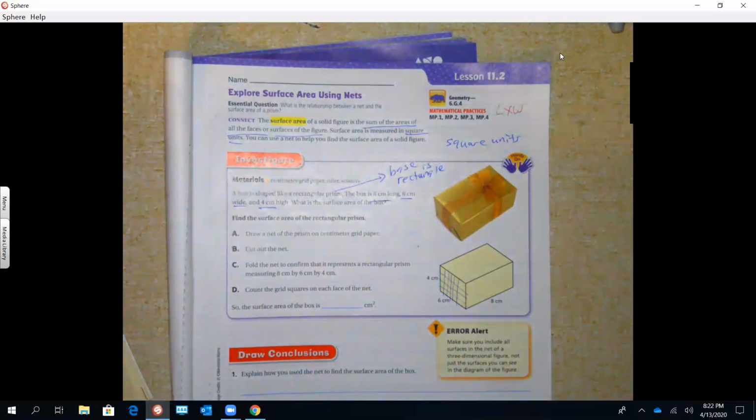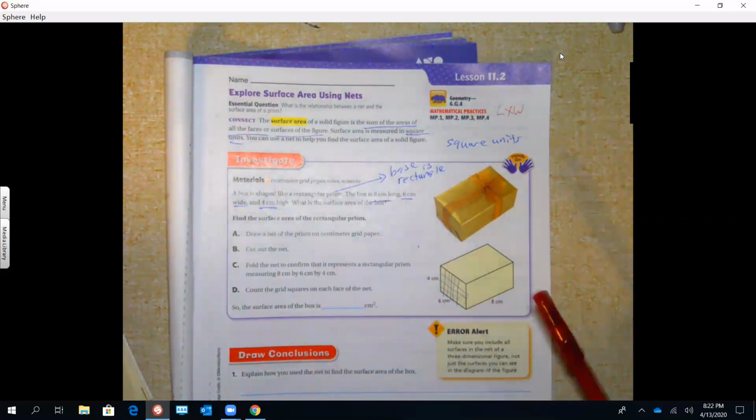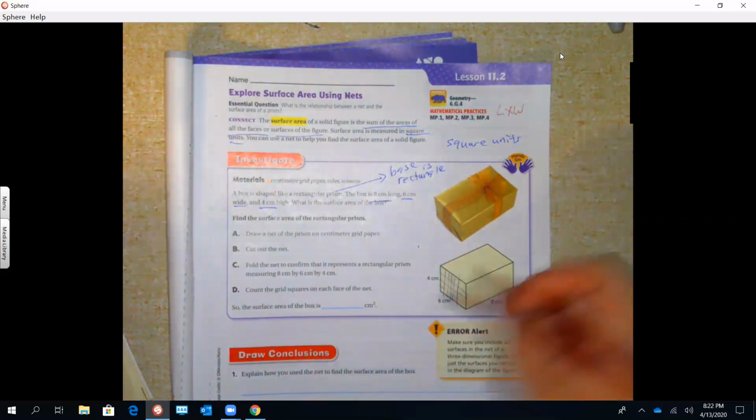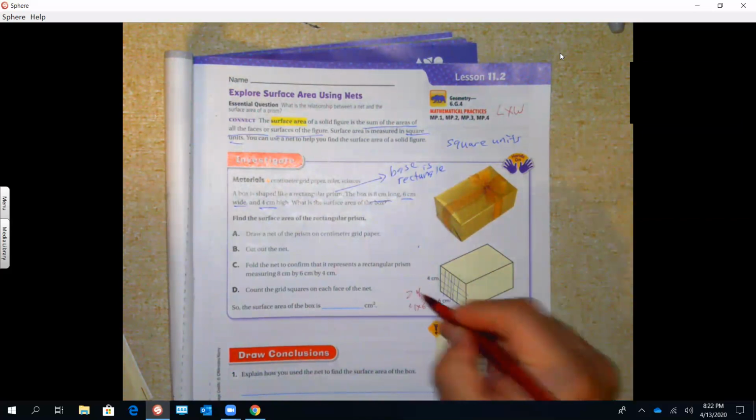And then they want us to use grid paper. Well, we're going to take it a little step further. If you don't have grid paper, you can just use lines. So this will be six squares in the bottom and 4 across. So out of each square, you should get 24. Why? Because 4 times 6 equals 24.